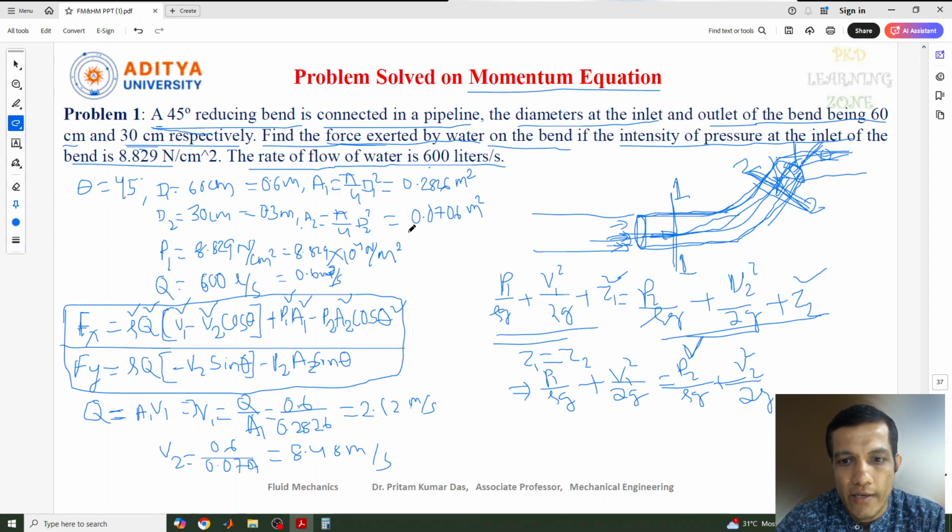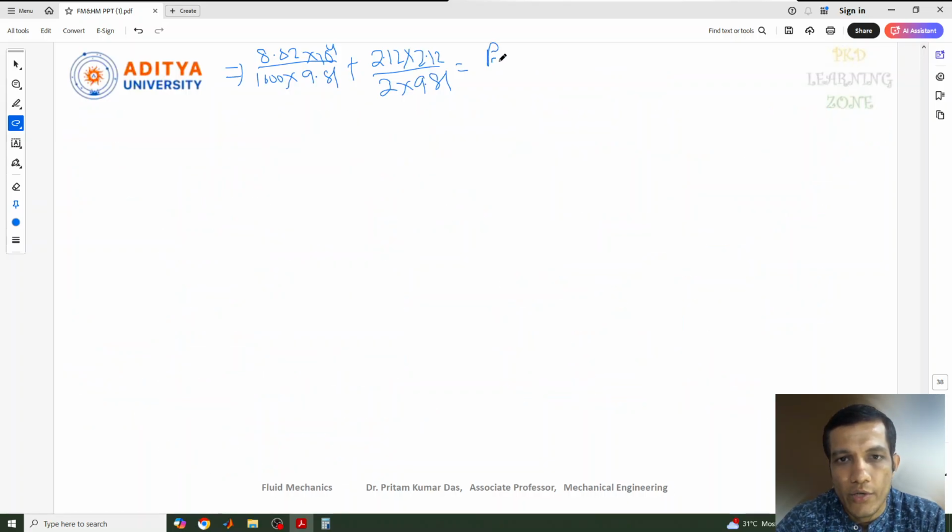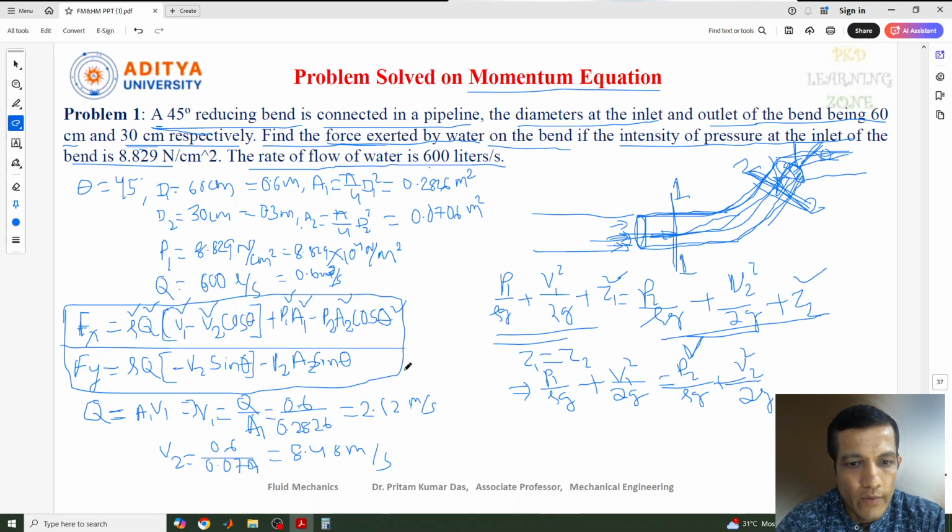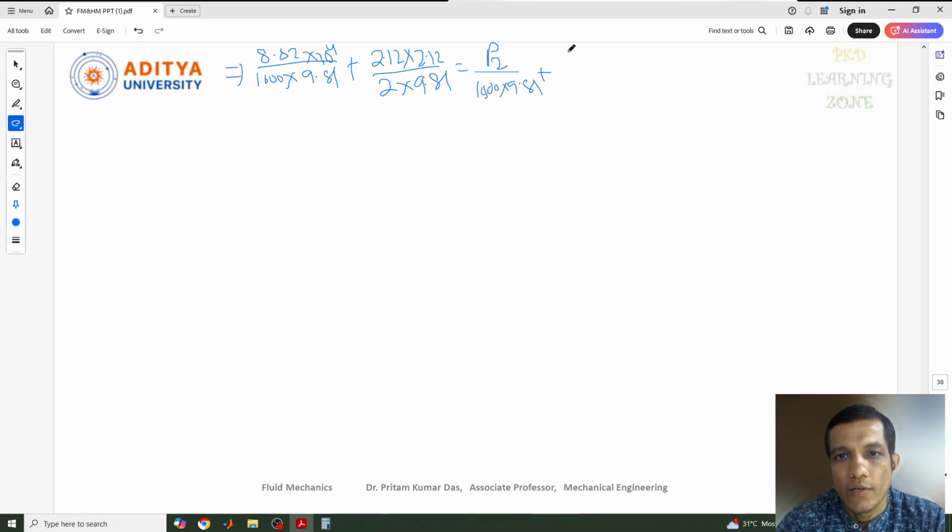This is one side. And on the other side, we have P2 by rho g. P2 we need to calculate, so we don't know the value of P2, and we just keep it like this. And here we can write 1000 into 9.81 plus V2 square by 2g. So what is the V2 value? 8.48. So 8.48 into 8.48 divided by 2 into 9.81.